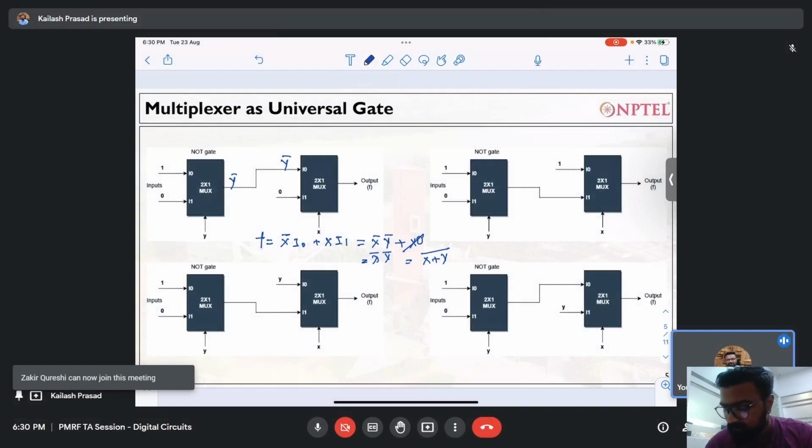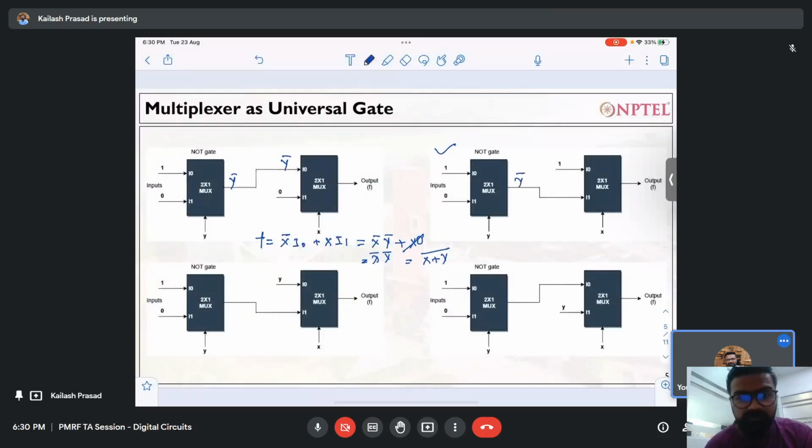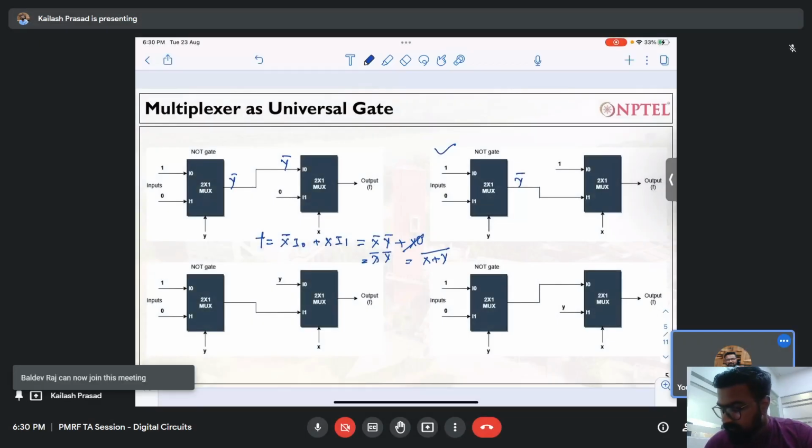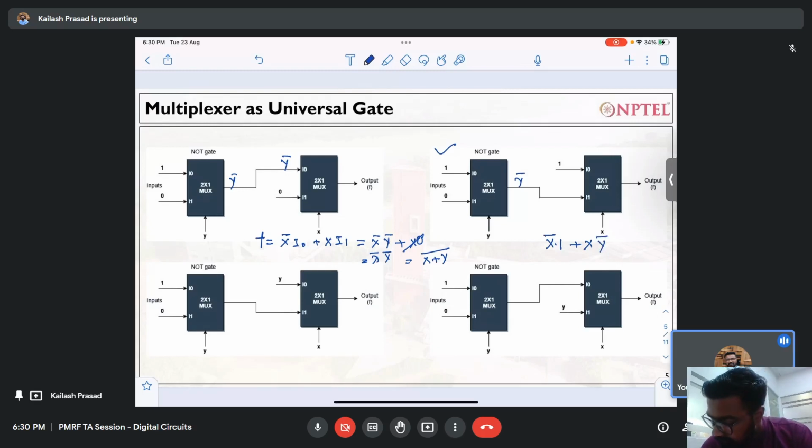The next part. Okay. Anybody wants to give me the answer for this gate? Anyone? So this will be y bar. Very simple. XOR gate. XOR gate. Okay. Let's try and understand if it is an XOR gate or not. Right. So what will it be? It will be x bar times 1 plus x into y bar, right?